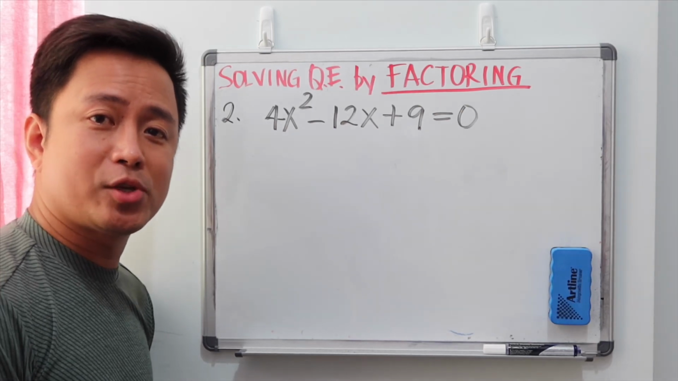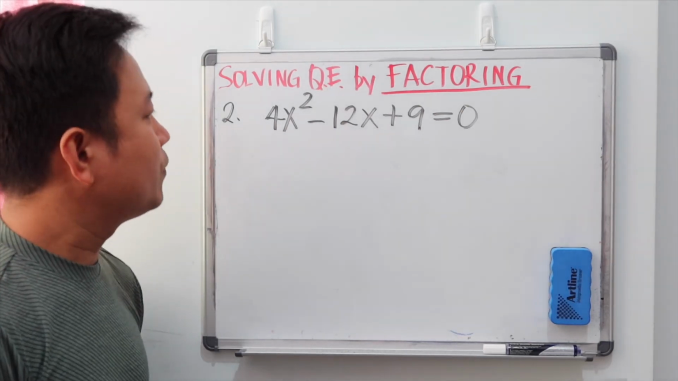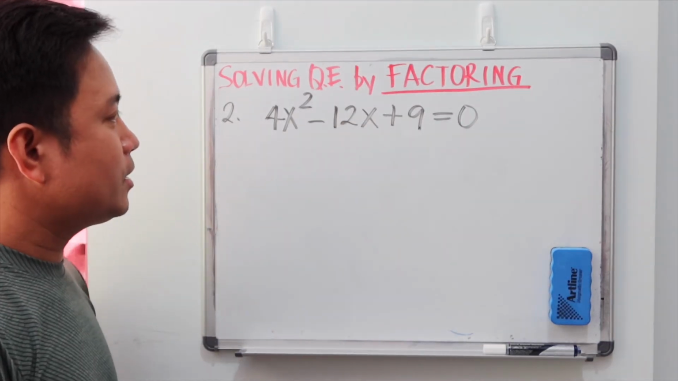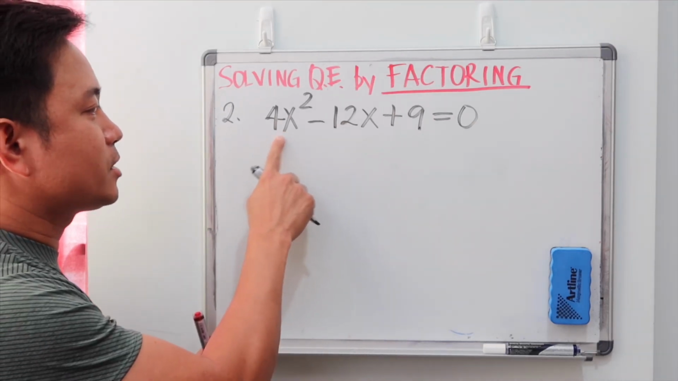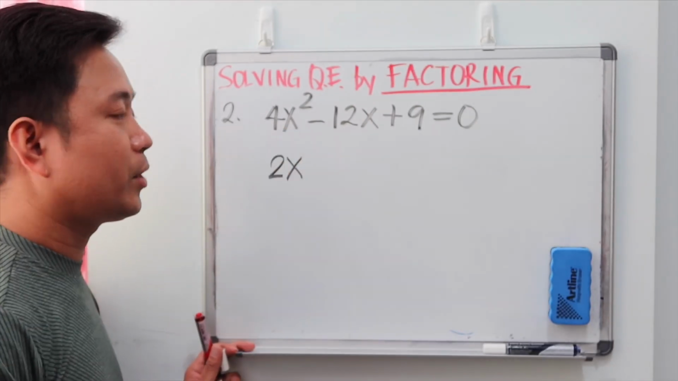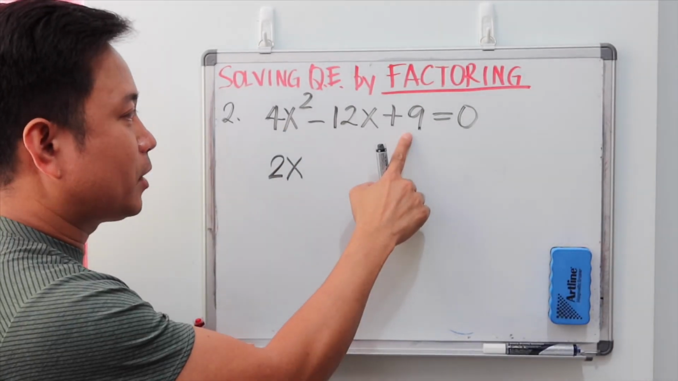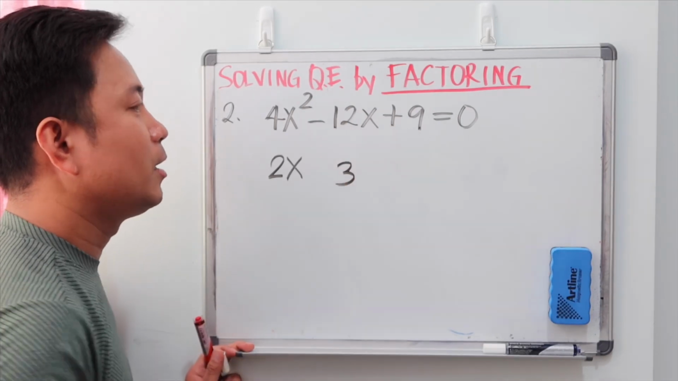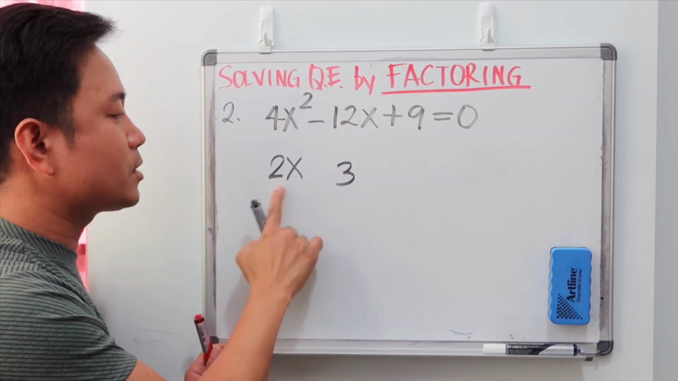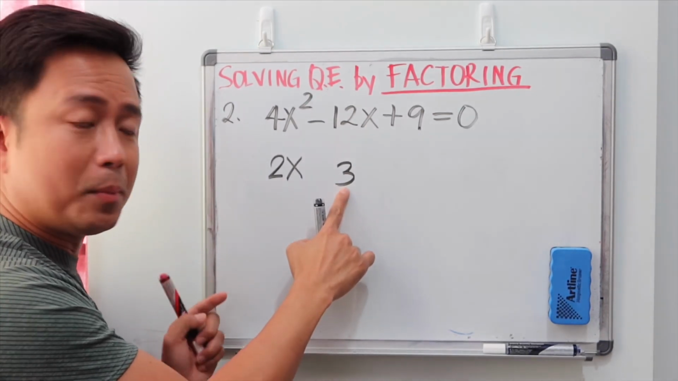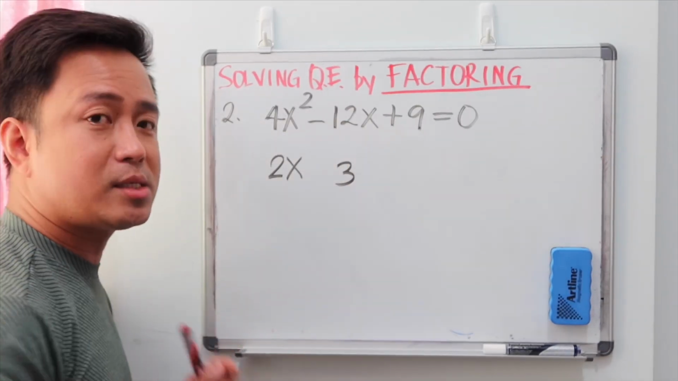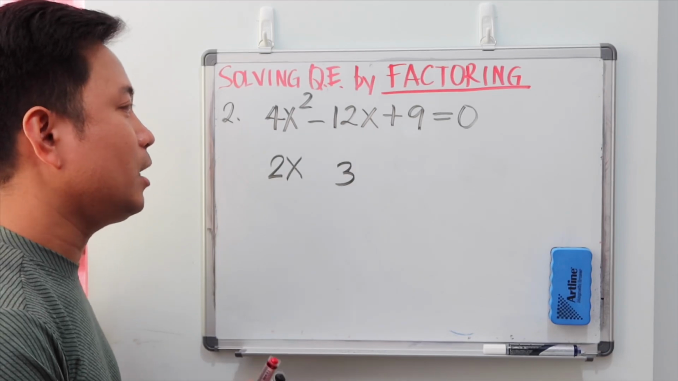Try to recall special cases of factoring. We have 4x squared minus 12x plus 9 is equal to 0. In this trinomial, the first term is a perfect square because we can multiply 2x by itself to get 4x squared. 9 is also a perfect square because we can multiply 3 by itself to get 9. And when you multiply 2x and 3, that's 6x, doubling it will give you negative 12x. This means this trinomial is a perfect square trinomial or PST.